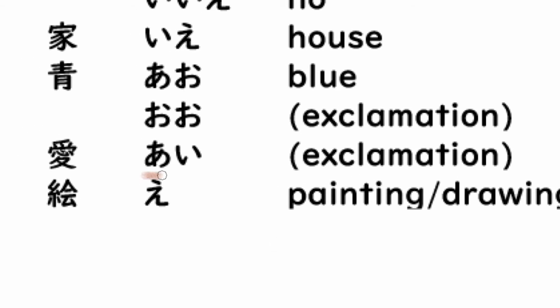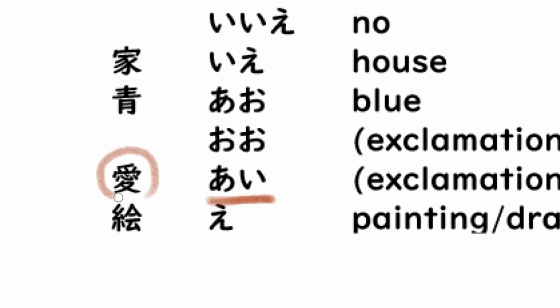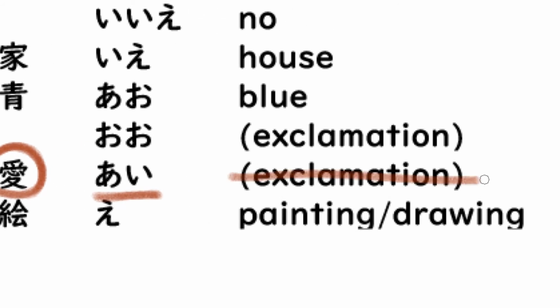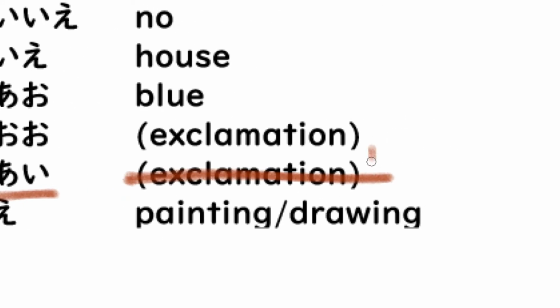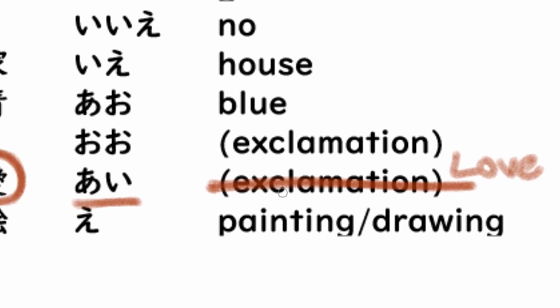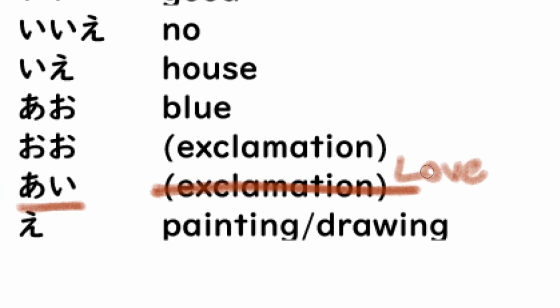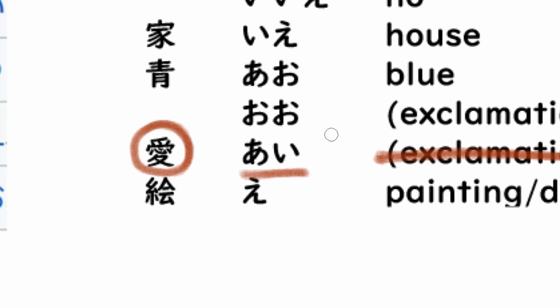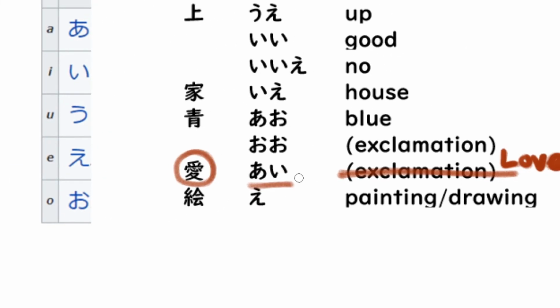So here it says ai. So this is ai. And this is a very common kanji. You'll probably see people with tattoos of this. This means, it's not an exclamation, I'm sorry, that was a mistake there. That means love. And actually, let me change my brush for a second so that it's a little bit more readable. Yep, so ai is love, and you'll see that a lot.